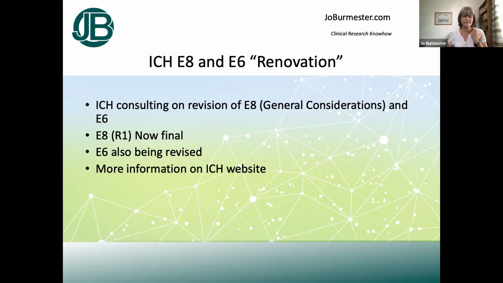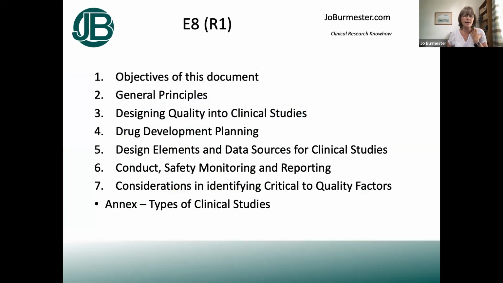Okay, so there are 7 chapters in E8. So there's the objectives, there's the general principles, and then there are 2 kind of new buzz phrases that have come in with this document. So there is quality by design, which is what chapter 3 is about. So designing quality into clinical trials, so QBD, or quality by design.